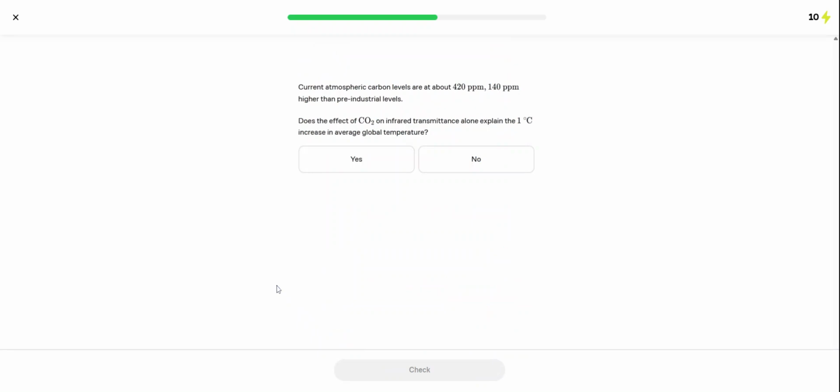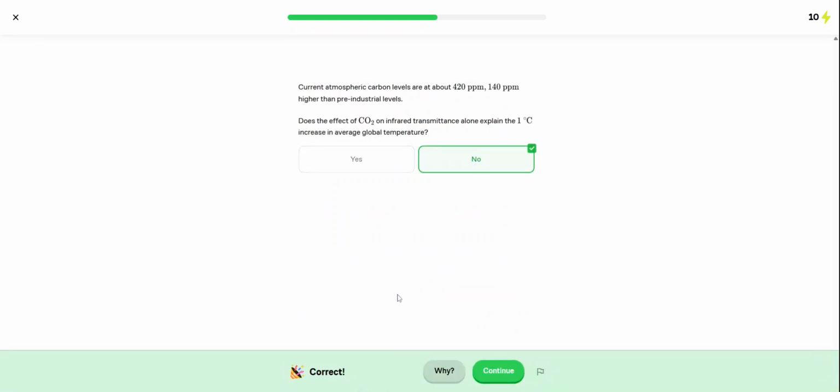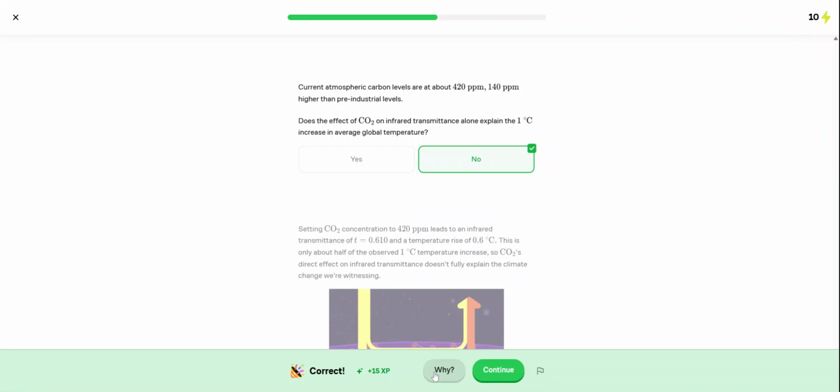Current atmospheric carbon levels are about 420 parts per million, 140 higher than pre-industrial levels. Does this fact of CO2 reducing infrared transmittance alone explain the 1 degree increase in average global temperature? Oh, this CO2 effect? Probably not, no. Yeah, actually no. So why is that?